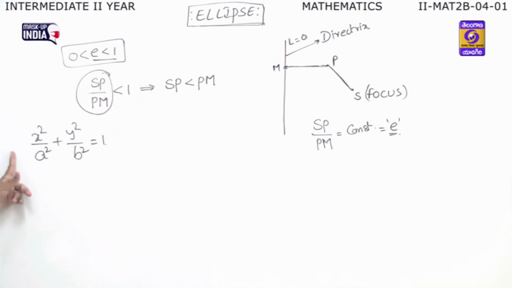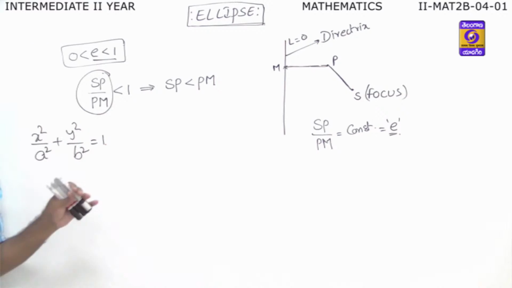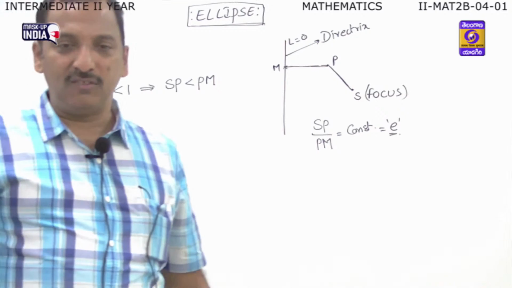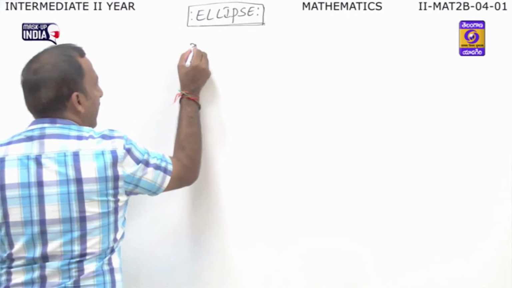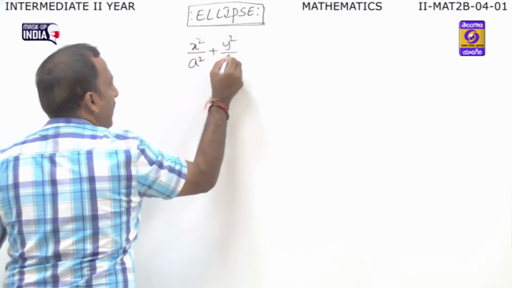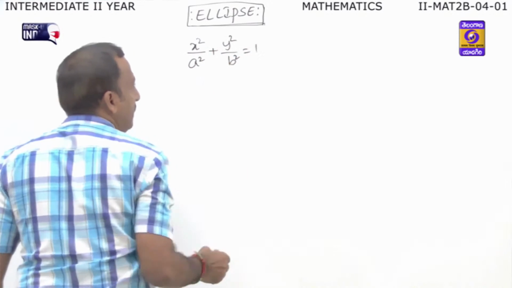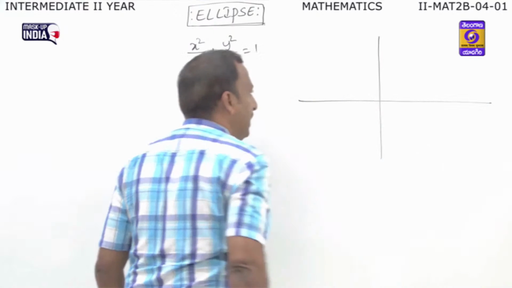Now the standard form of the ellipse is x square by a square plus y square by b square is equal to 1. It has cases, and we will discuss those cases now. See, what is the standard form? x square by a square plus y square by b square is equal to 1, where these are the coordinate axes.